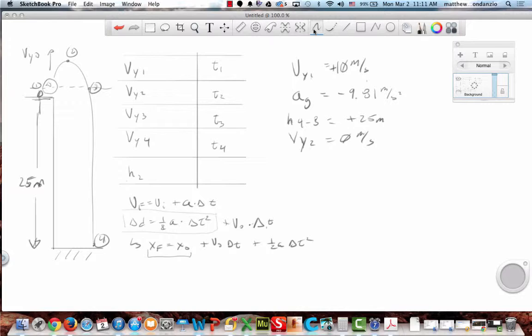All right, so one more equation we have at our disposal. v final squared equals what? Plus what? 2a times delta d. All right.